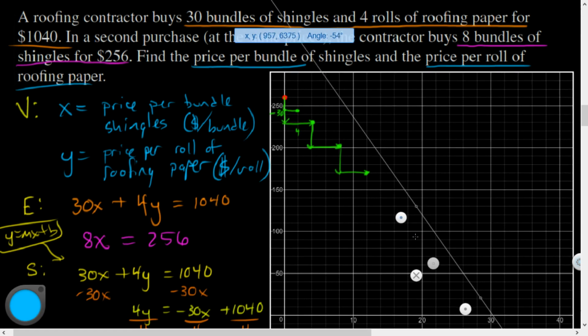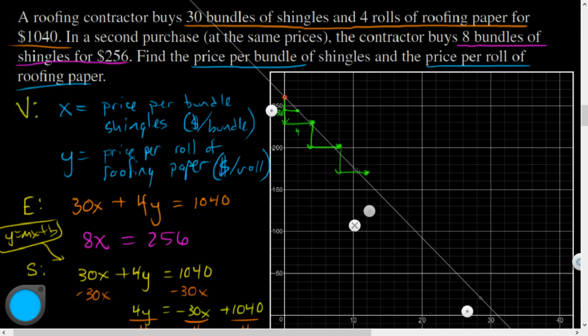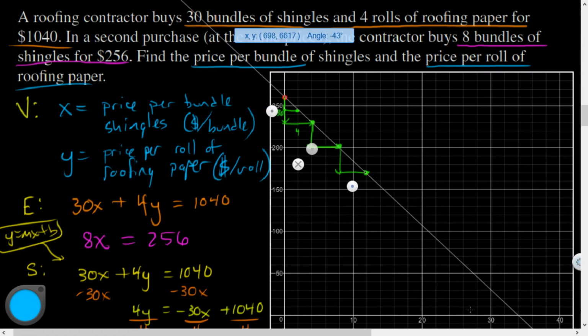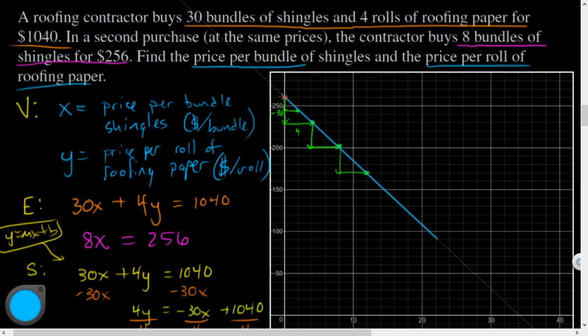So let's graph this line. All right, so I want to connect the points furthest away from each other because that's going to be the most helpful. All right, so there's my equation. Actually, it doesn't have arrows on the end because I can't have a negative cost for a bundle of shingles or a roll of roofing paper. All right, this next line is even quicker.